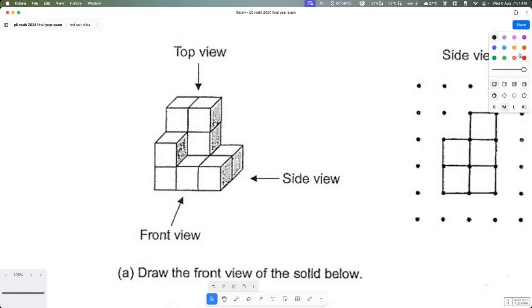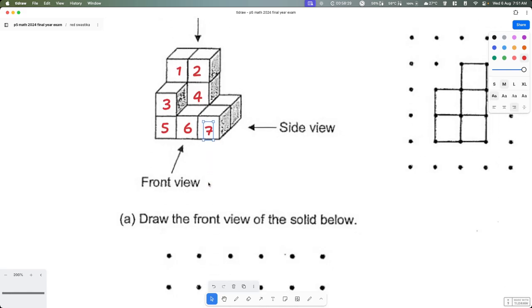I'm going to use red, and I'm going to number them. We have 1, then we have 2, and then we have 3. I always like numbering them. And then we have 4, and then we have 5 and 6, and then we have 7. So we are expecting 7 cubes in the front view.